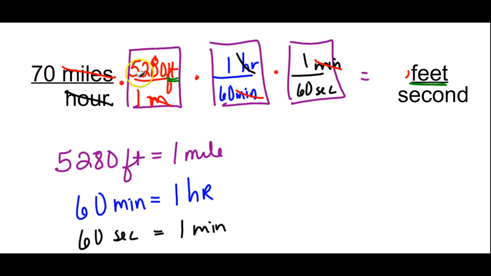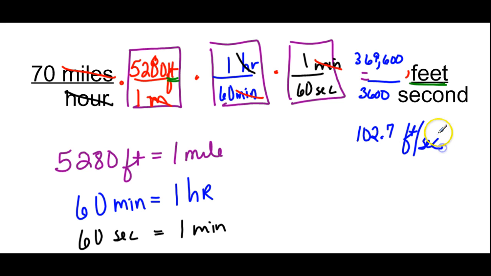I multiply 70 times 5,280 times 1 times 1, 369,600. Multiply across the bottom. 1 times 60 times 60 is 3,600. And then I want to make this a unit rate, so I divide top by the bottom, and that's going to give me about 102.6 repeating, so we'll say 102.7 feet per second. Okay?